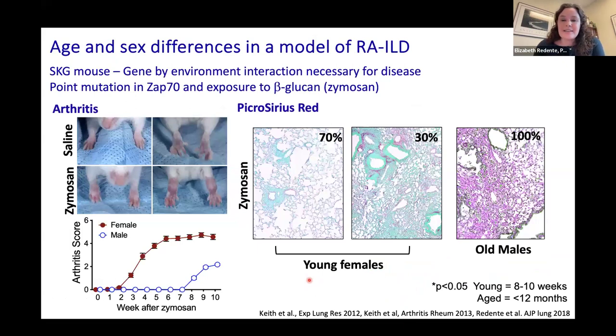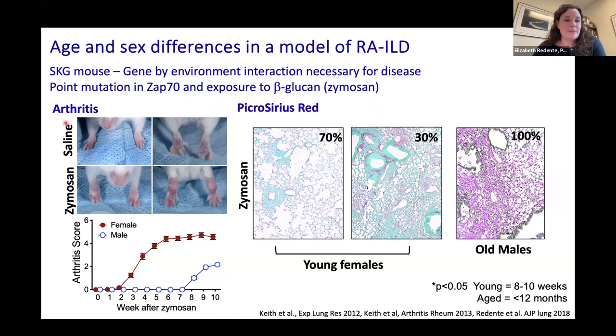Another model where we see age and sex differences is in a model of rheumatoid arthritis interstitial lung disease. This is an SKG mouse. So this is an example of a gene by environment interaction where these both things are necessary for disease formation. These animals have a spontaneous point mutation in ZAP70, and only upon exposure to a beta-glucan, we use zymosan for these experiments, do they develop arthritis, and only a subpopulation of these animals then go on to develop a fibrotic or interstitial lung disease.